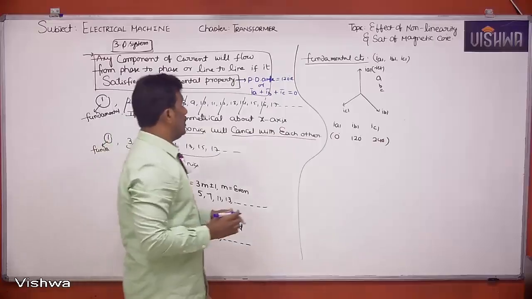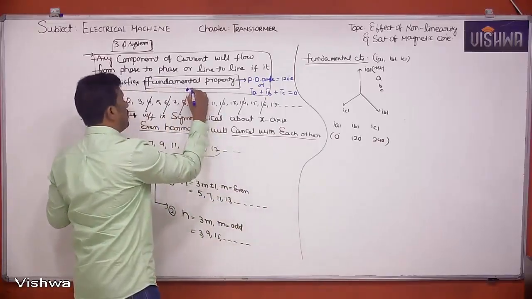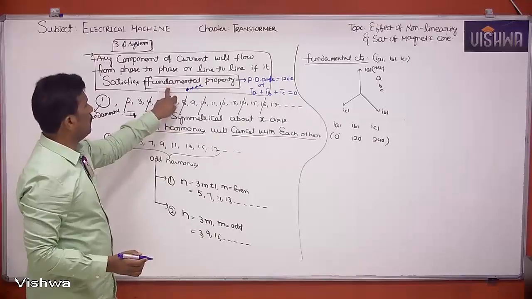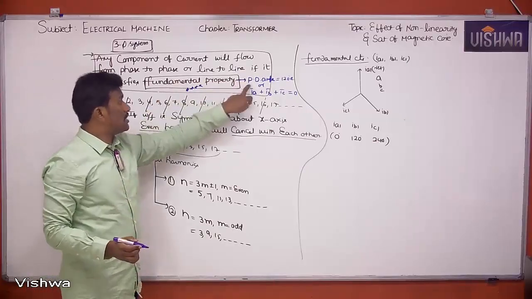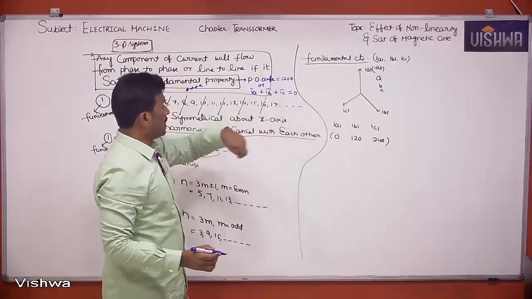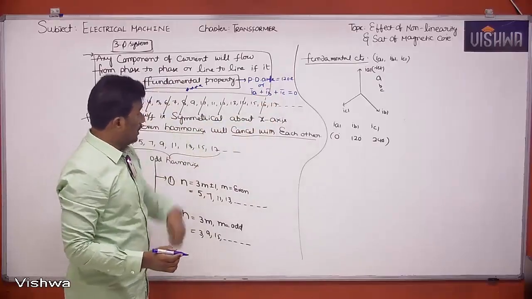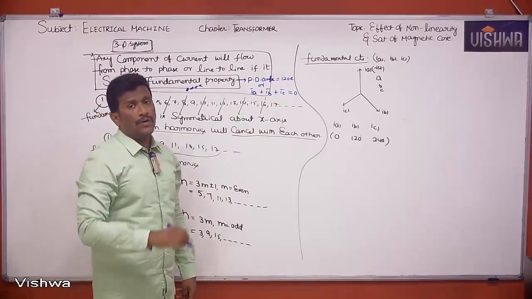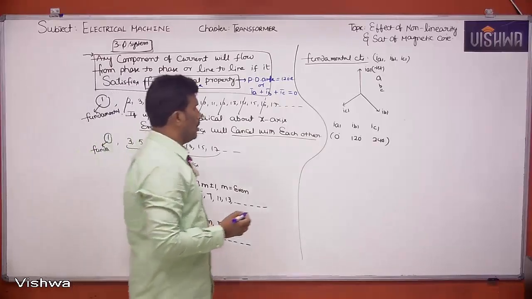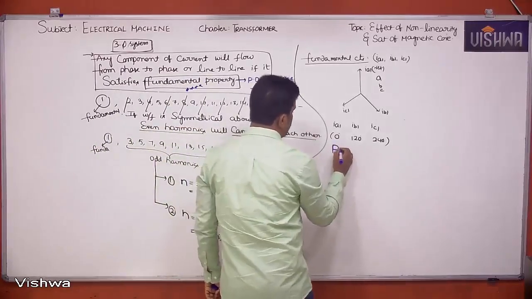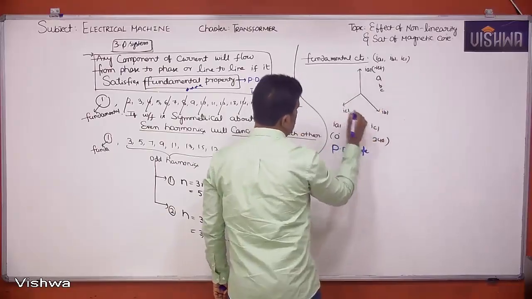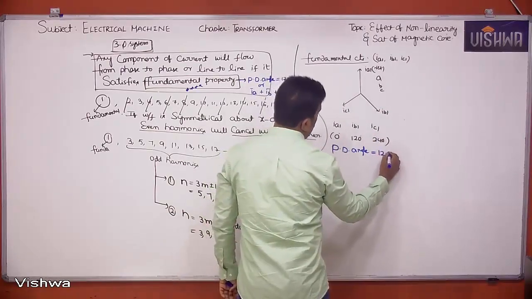Now tell me, so just please try to remember this fundamental property. I can say basic property. So phase displacement angle should be equal to 120 electrical or vector sum should be equal to 0. Then only that particular component of current will flow from phase to phase or line to line. So here, what is the phase displacement angle between these three vectors? 120 degrees electrical.